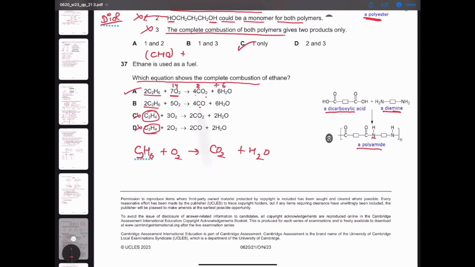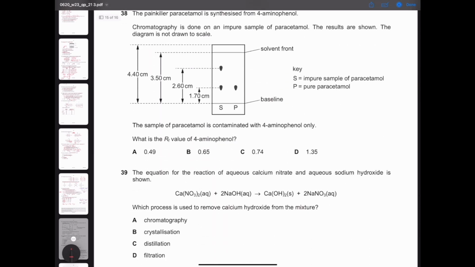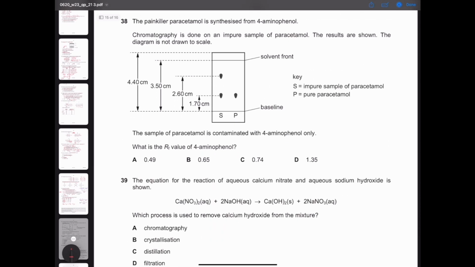Here they have written carbon monoxide, so you did not even have to balance it. They've written carbon monoxide, which is formed under incomplete combustion. In complete combustion, carbon dioxide is formed. All right. So the answer should be A only. Now, question 38 looks like a complicated question. A lot of values is given, but it is very simple.